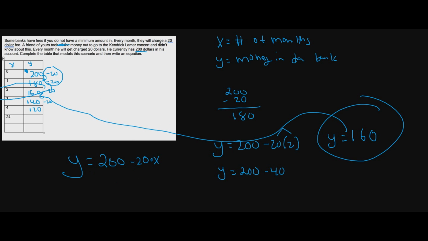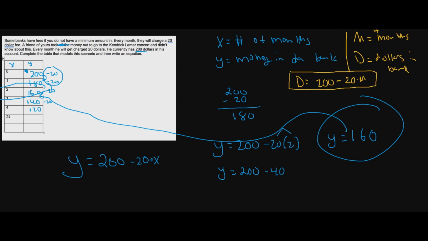And pretty much what I wanted to show you was you could let X and Y be something totally different. Instead of having X be number of months, you could just say M, because that means the number of months, right? Since we're talking about money in dollars, you could write D for dollars in bank. So we could do D is equal to, we're starting off with 200 and we're going to subtract 20 every month, so we'll multiply it by M. This is another way to write an equation with different variables. And it really doesn't matter as long as you define them to be what you want them to be.